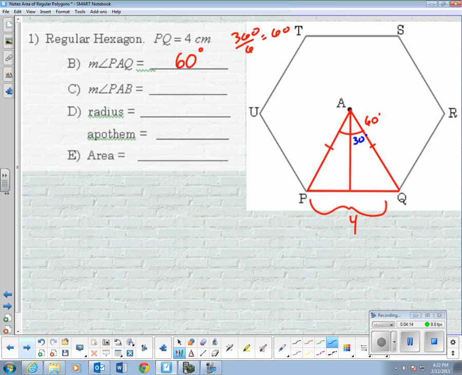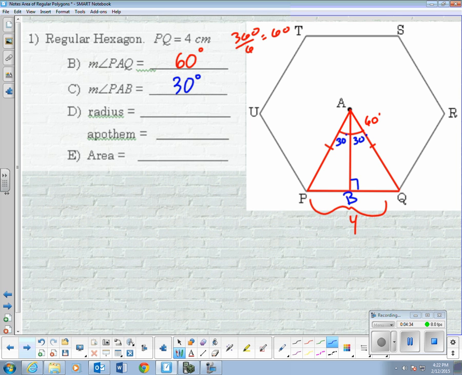So this is a 30-degree angle and this is a 30-degree angle. So PAB is 30 degrees. Now remember, since this is a central angle, we got an isosceles triangle. That piece right there in the middle, that piece that's PAB, so this is the letter B, that's at a right angle, which means this is an apothem.